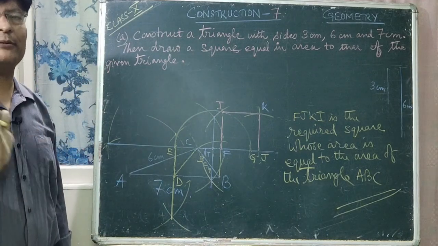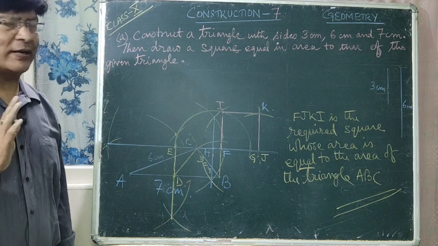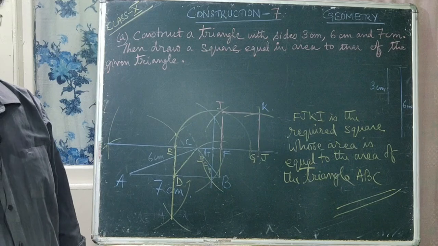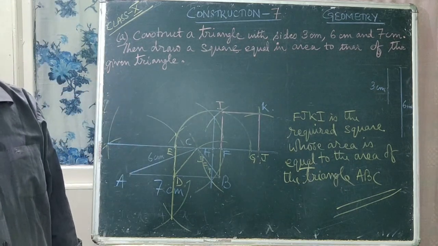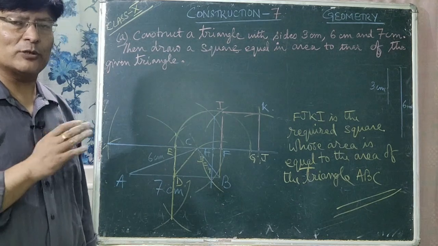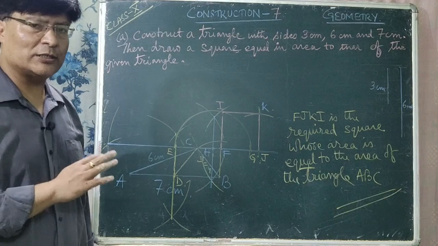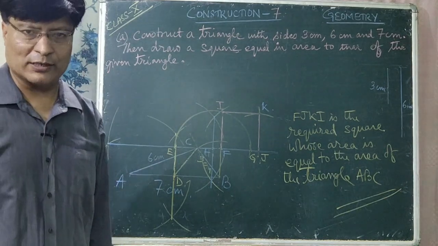This is very important for next year. That is, a rectangle is given and you have to draw a square whose area is equal to the area of that rectangle, and this question, that is, you have to construct a triangle and then draw a square whose area is equal to the area of the triangle. Is that clear? So these two questions are very, very important. Now I'll give you the homework, right?